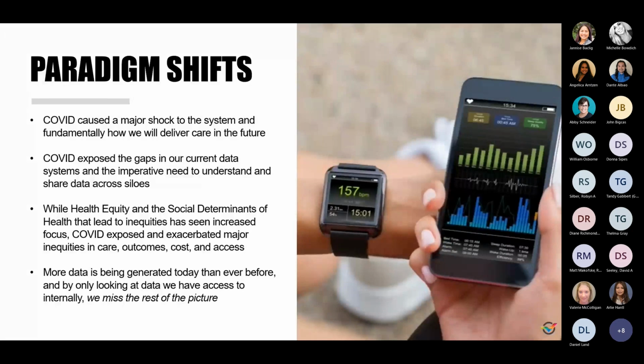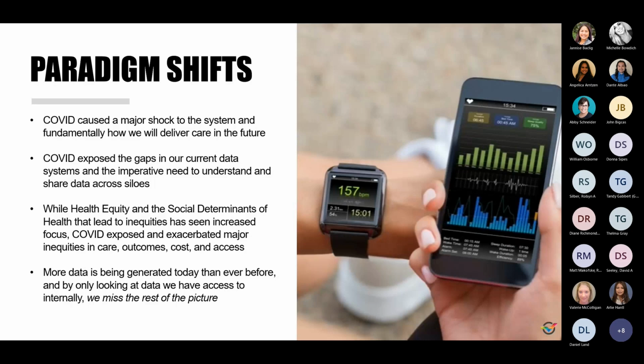So, leading into the third point there, while health equity, we've been talking about health equity for a while. We've certainly been talking about social determinants of health for quite a while before that. I really do think that COVID also exposed and exacerbated some major inequities in care. And that was brought to light by looking at some of this data. So, COVID, kind of a triple whammy. It's going to change our care delivery. It exposed gaps in how we do data now, and it also exacerbated some of those social determinant of health risk factors and how they impact and again exacerbate some of these health inequities that we've been talking about. So it was just a real big shift. And we'll talk about how all that comes together.